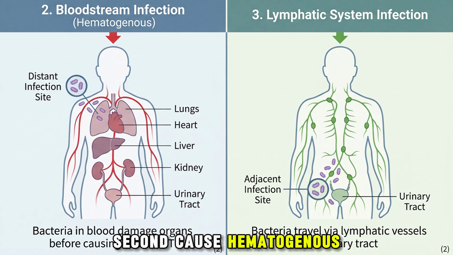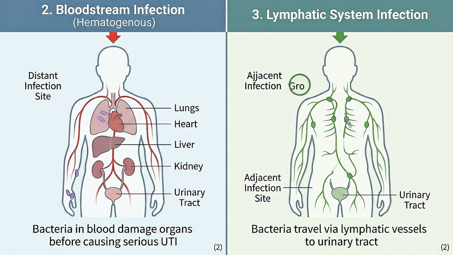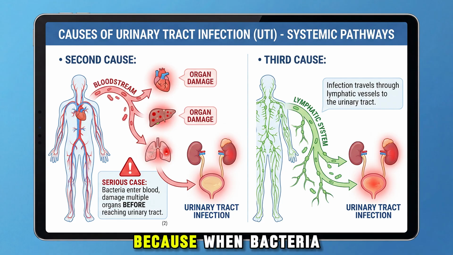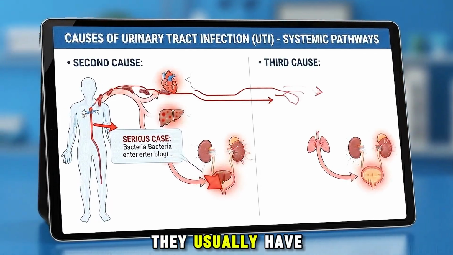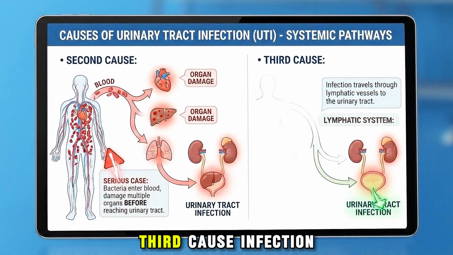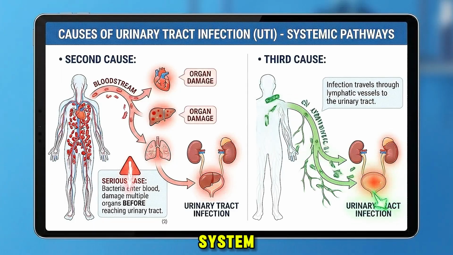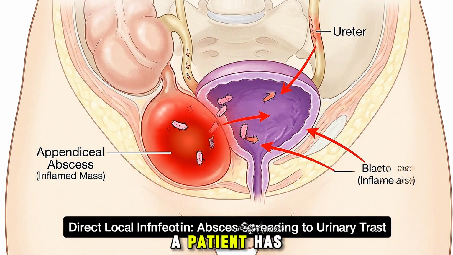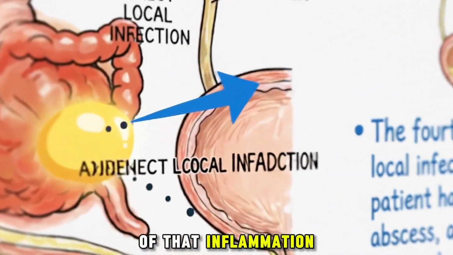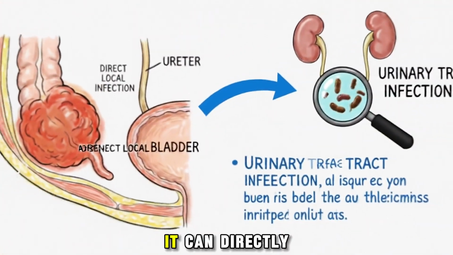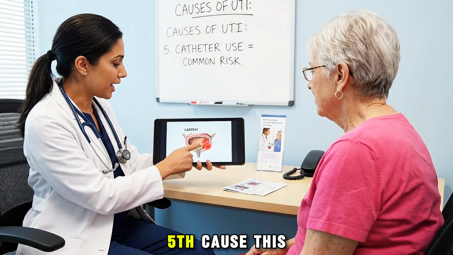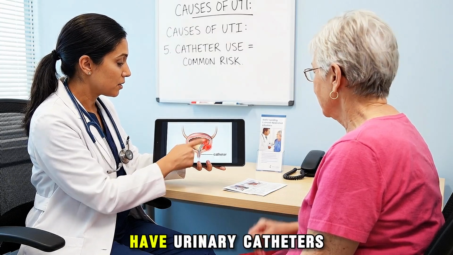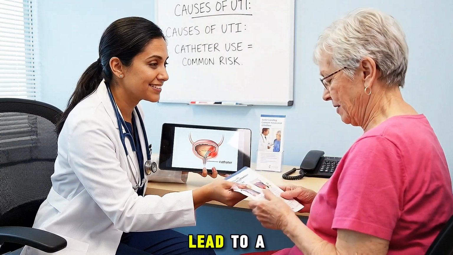Second cause, hematogenous infection via the bloodstream. This occurs when bacteria travel through the blood to cause a UTI. This is a severe case because when bacteria enter the blood, they usually have already damaged other organs. Third cause, infection via the lymphatic system. Fourth cause, direct extension, local infection. For example, if a patient has an appendiceal abscess and the location of that inflammation is very close to the urinary tract, it can directly cause a UTI. Fifth cause, this is also relatively important and common. It occurs when, for some reason, a patient must have urinary catheters inserted, which can also lead to a UTI.